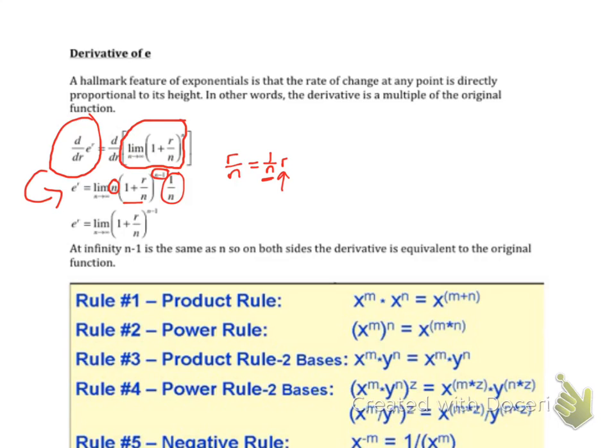But that's the derivative. Now, it may look different, but the 1 over n and the n cancel. So really all that's left is this little dude. It is to the n minus 1, but when we're running the limit to infinity, n minus 1 really is still infinity. Infinity minus 1 is still infinity. So we're going to see that basically we take the derivative of both sides, and we still get the same function as what we started with. That's one of the big hallmark features of the e exponential function.